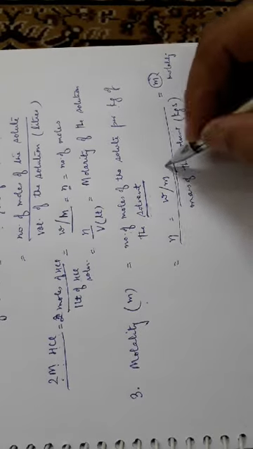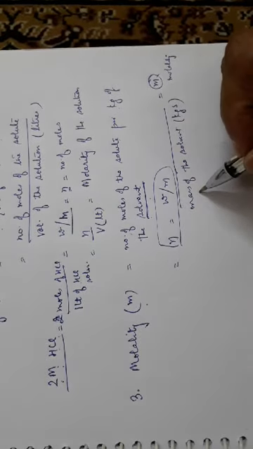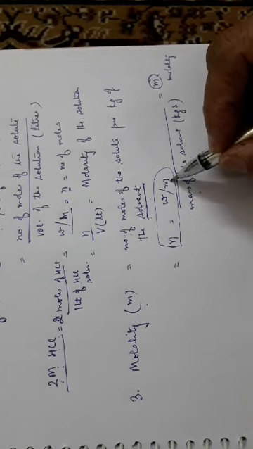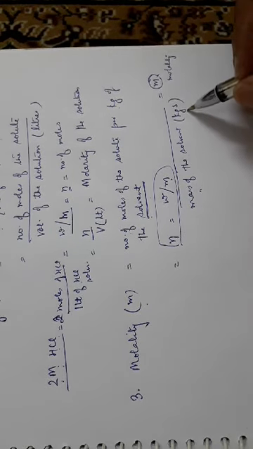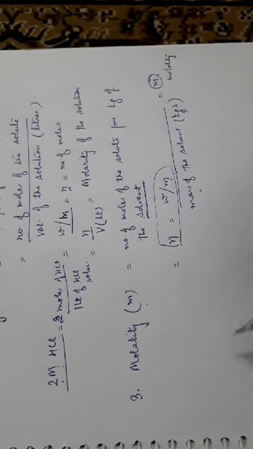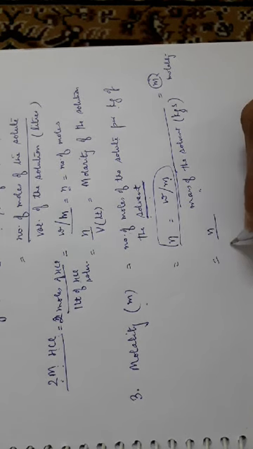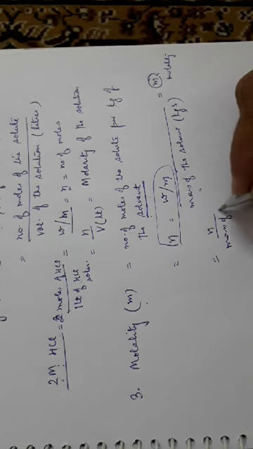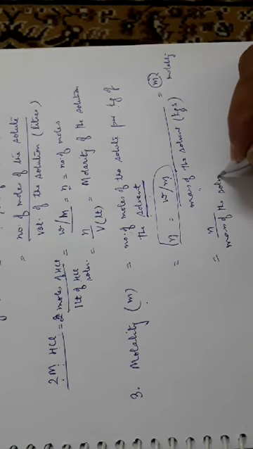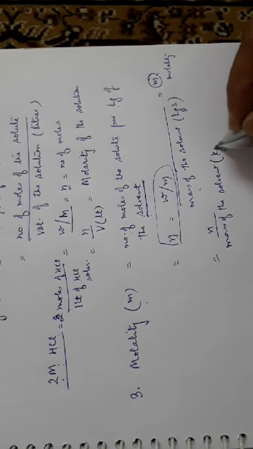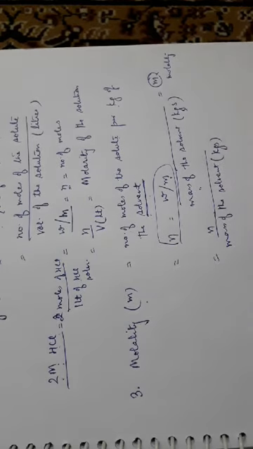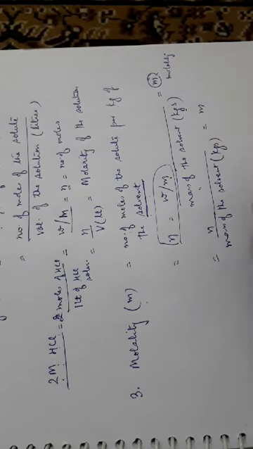N is equal to w upon m. This N is not equal to this. This is molality, number of moles per kg of the solvent. We can write it again, the number of moles per mass of the solvent in kgs. This is equal to m or molality.